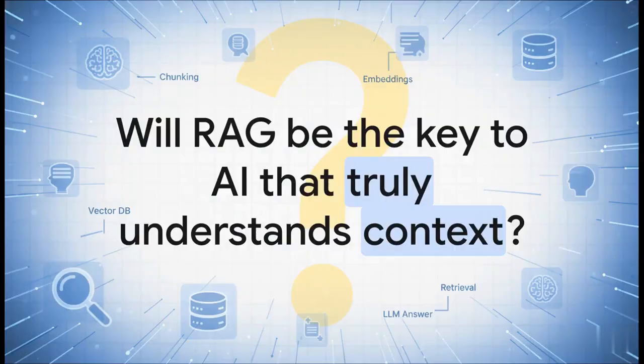And that leaves us with a pretty fascinating thought to wrap up on. RAG is incredible for what it does today, grounding AI in facts. But is it possible that this is just the first step? Could RAG be the key to building systems that don't just generate text, but that can actually understand context and learn from the world as it changes?